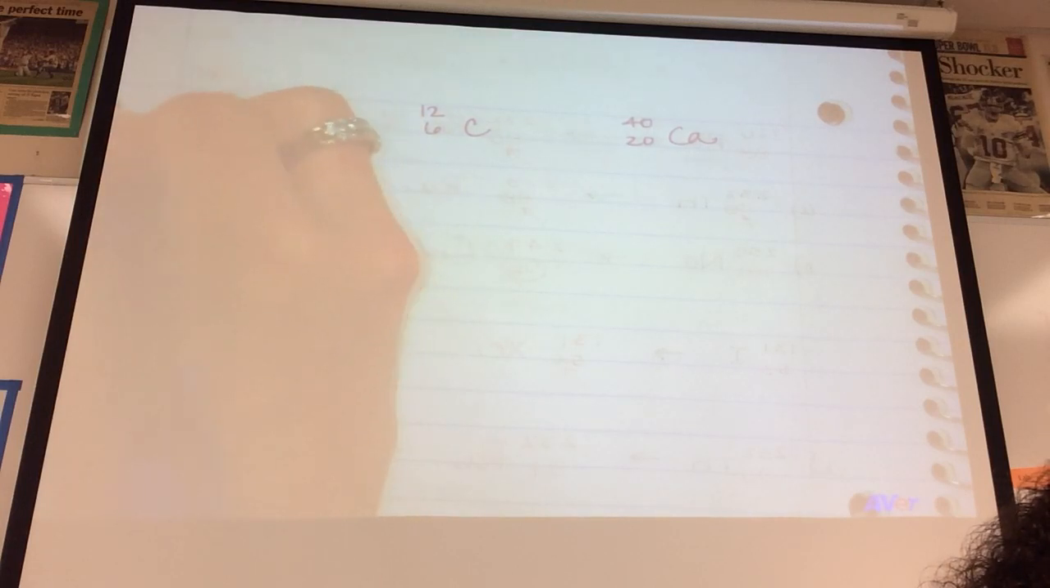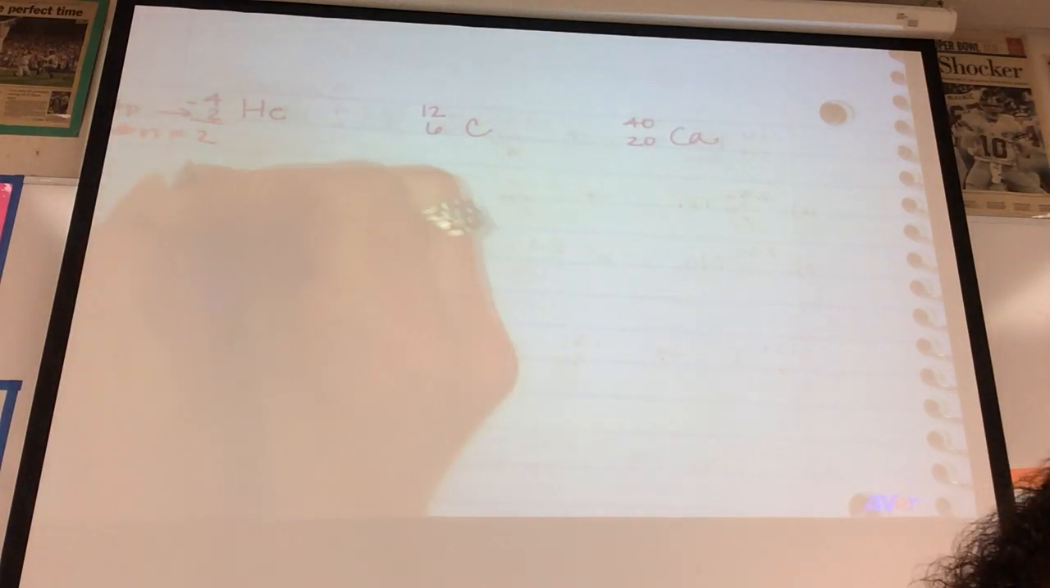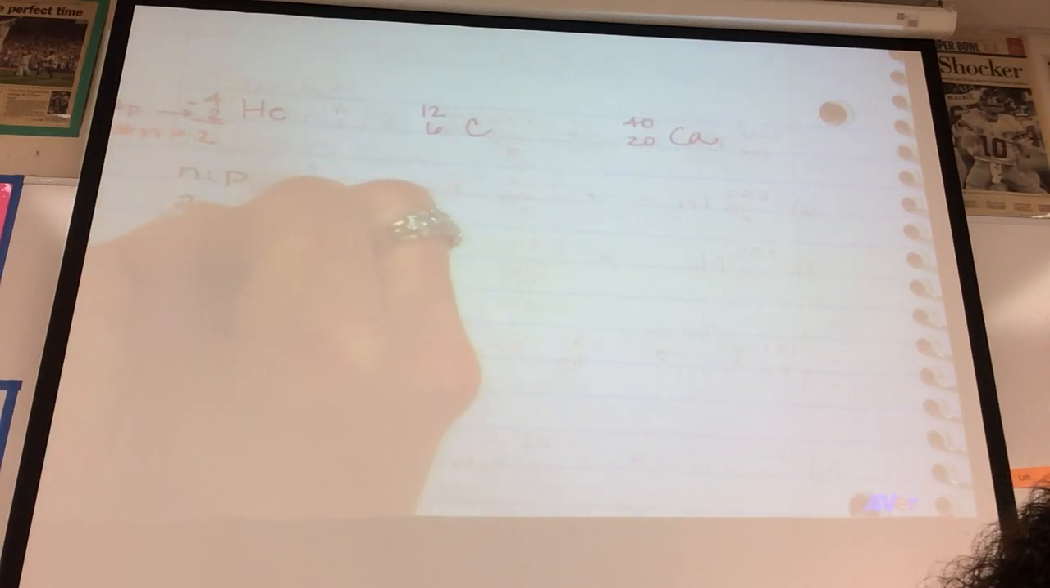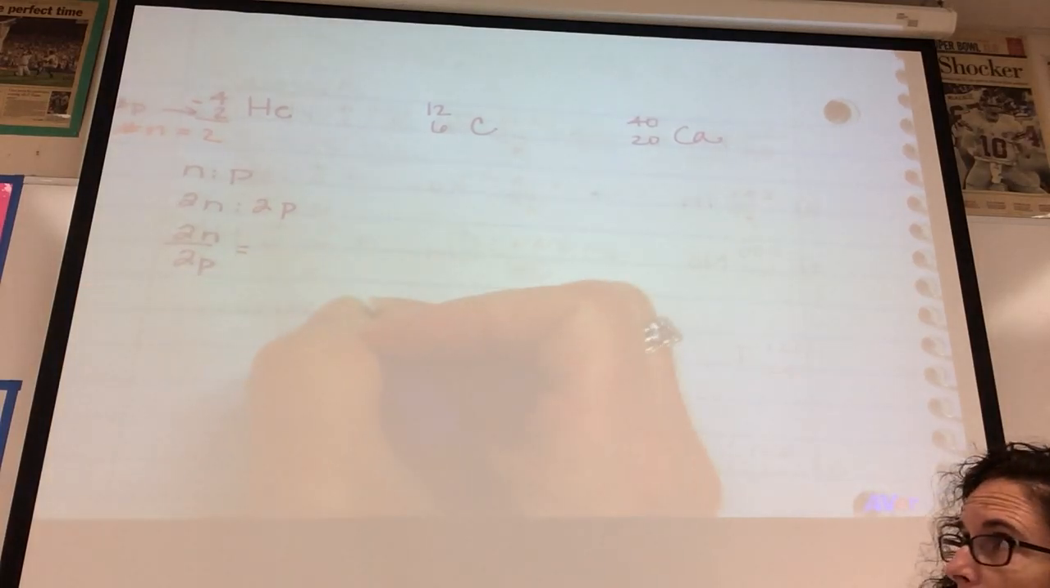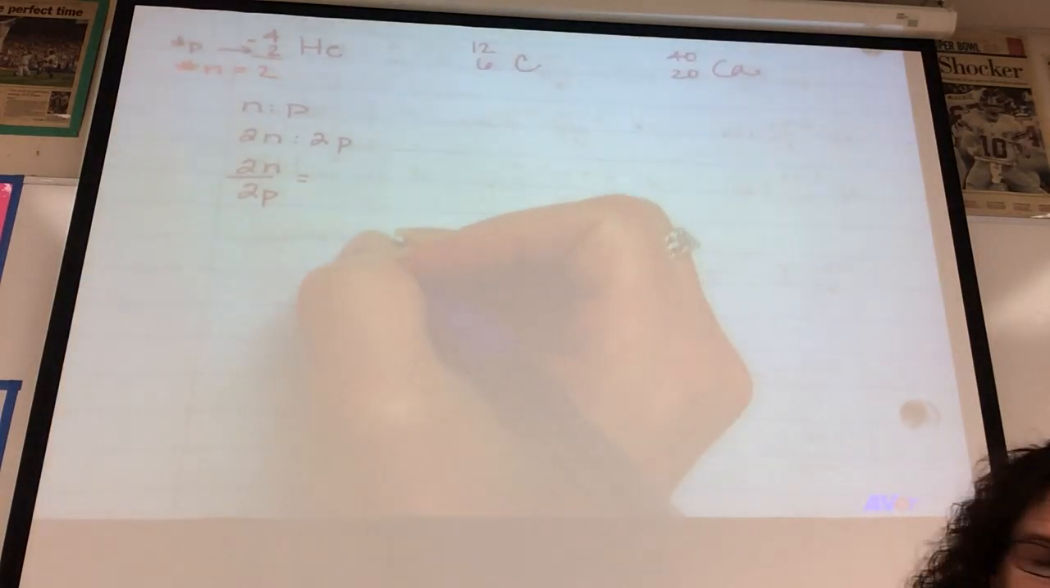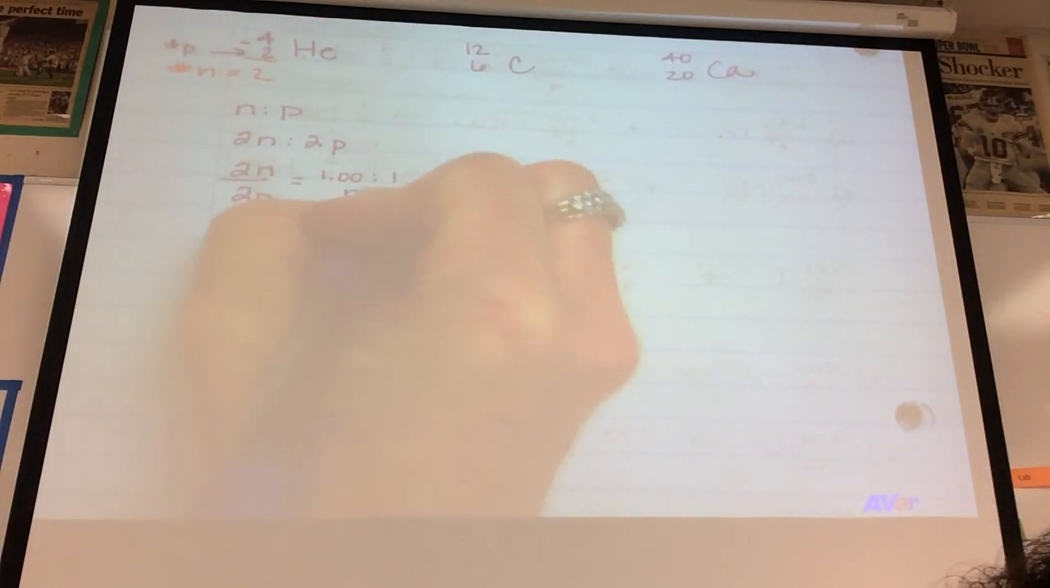Proton is always equal to the atomic number. How do we get neutrons? Subtract it from the mass number. We just subtract it, right? A neutron to proton ratio in this case would be 2 neutrons to 2 protons. And when you divide it, I'm going to maintain the hundredth place here. You'll see why in a few minutes. You get 1.00 to 1 for the N to P ratio.